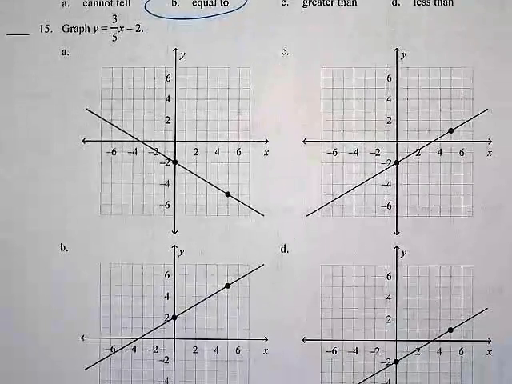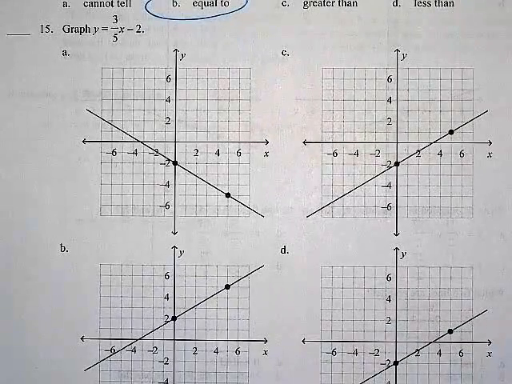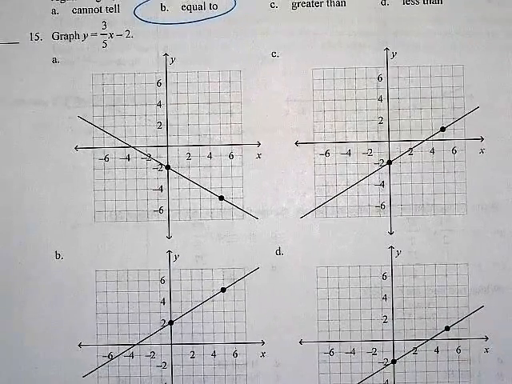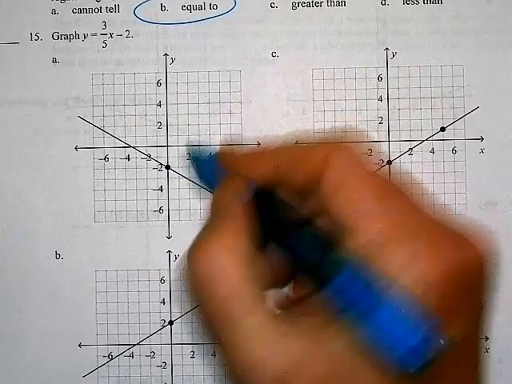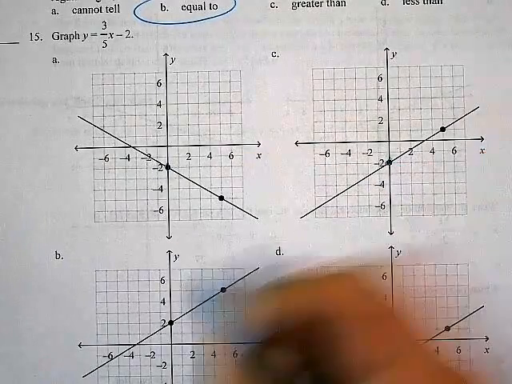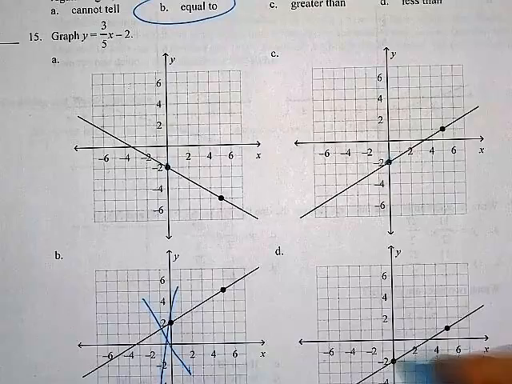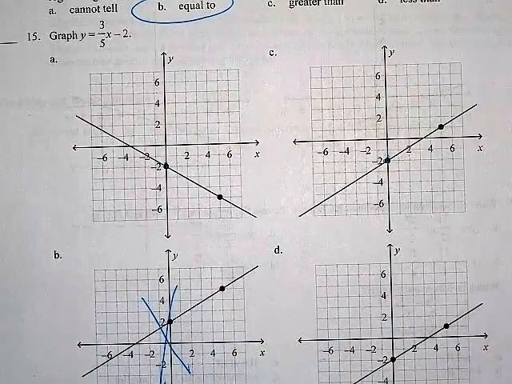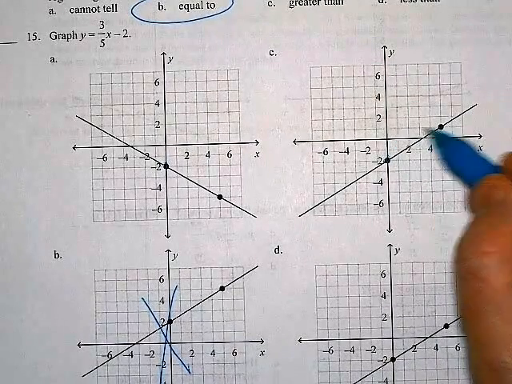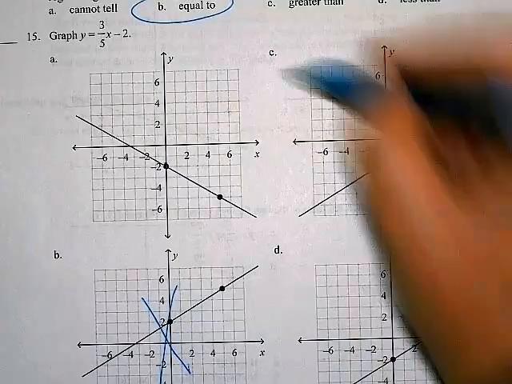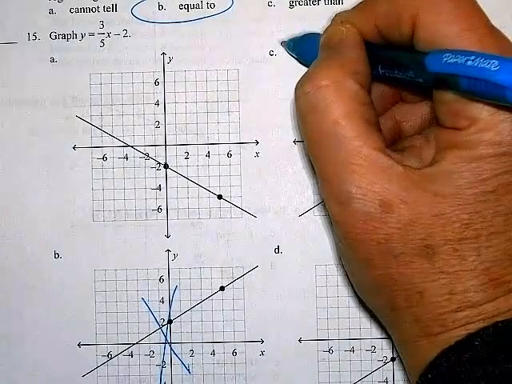Graph y equals 3/5 x minus 2. Where do you start this graph? At -2. So this one's good, this one's good, this one's not, this one's good. Your slope is 3/5, so you go up 3 over 5. Did y'all find there were 2 correct answers for this? C and D.